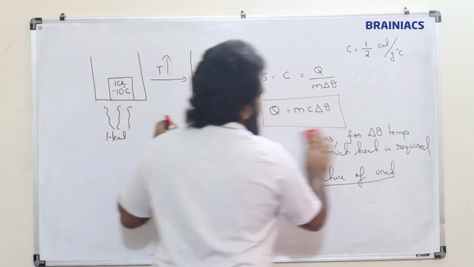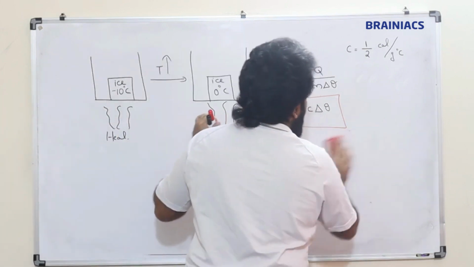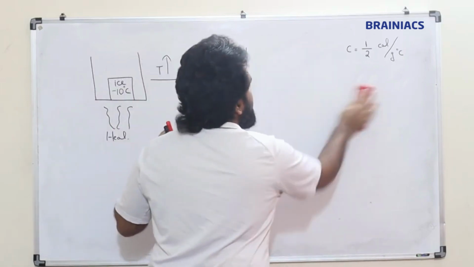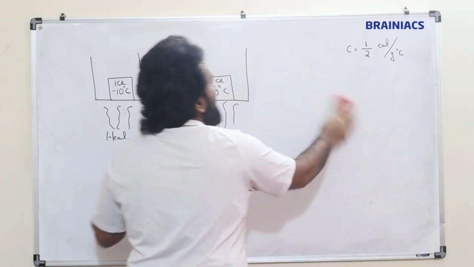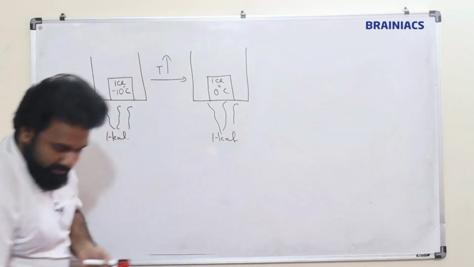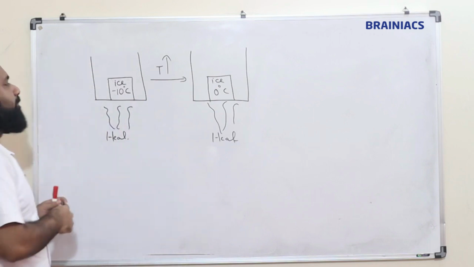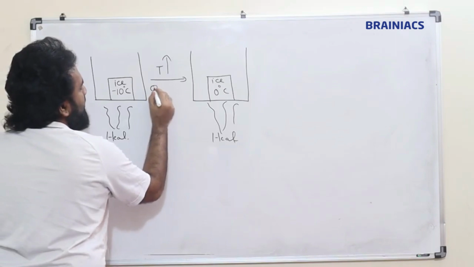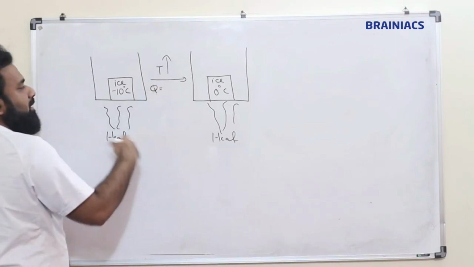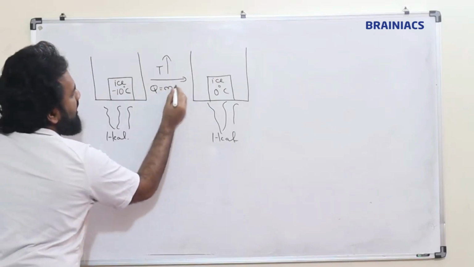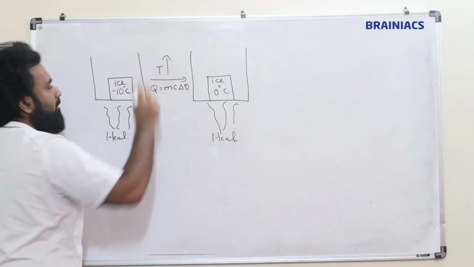Okay, now I should remember this: mc delta theta. Q is equal to mc delta theta, C is half. All these things you will become comfortable once we do problems. So here, what is the heat taken by the ice in this process? This is mc delta theta.